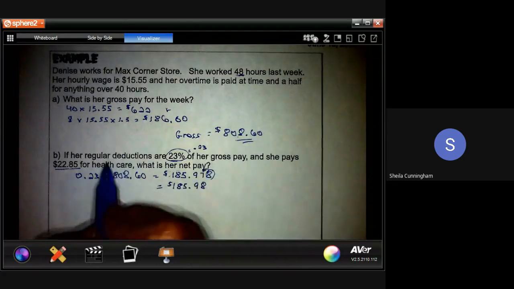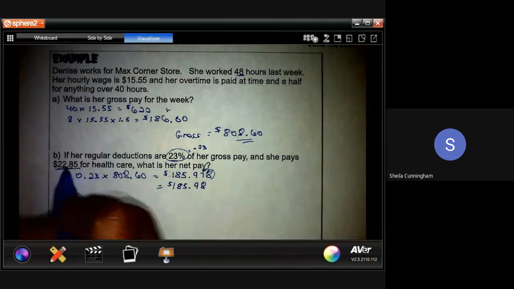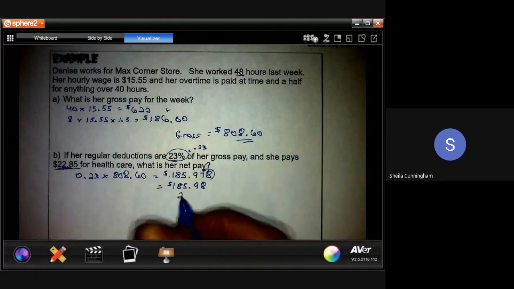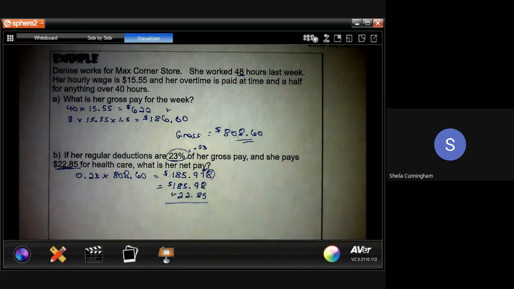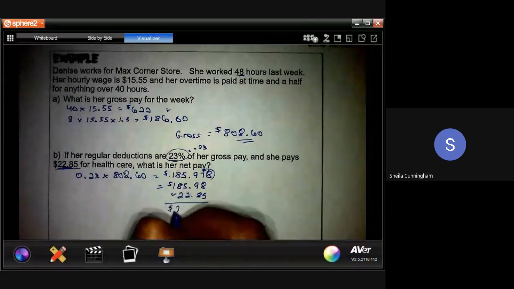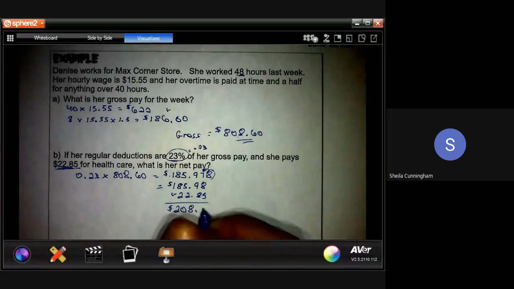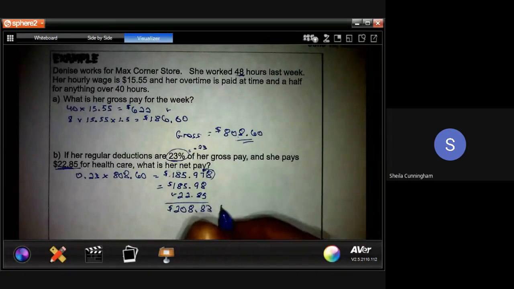So we have the $185.98, but she also has $22.85 in healthcare. So if we take that and add it with the regular deductions, total deductions are $208.83. So this is her total deductions.